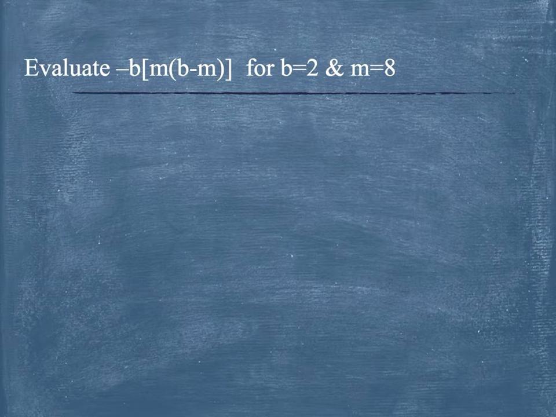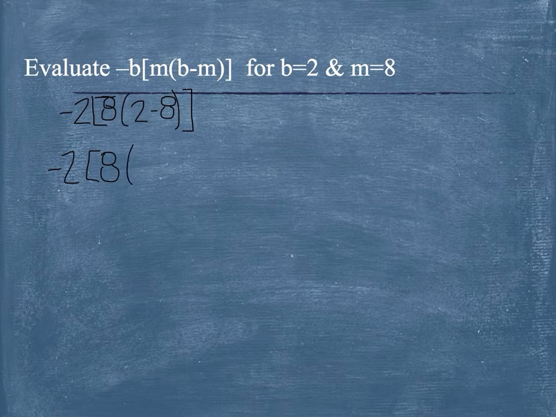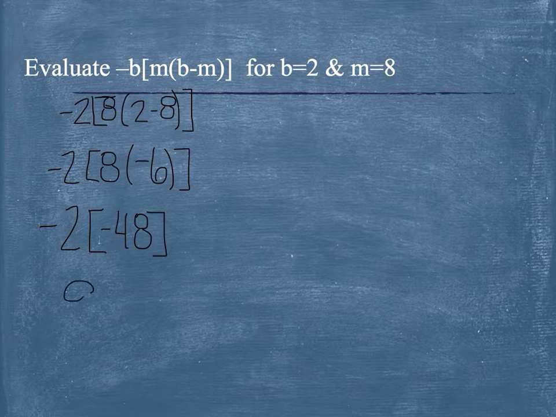So here, negative b is negative 2, m is 8, times 2 minus 8. Now we have to work on the inside parentheses. So it's negative 2 times 8, and 2 minus 8 is negative 6. That would be negative 16 times negative 6, which would equal positive 96. So again, we're substituting them in and solving it through.